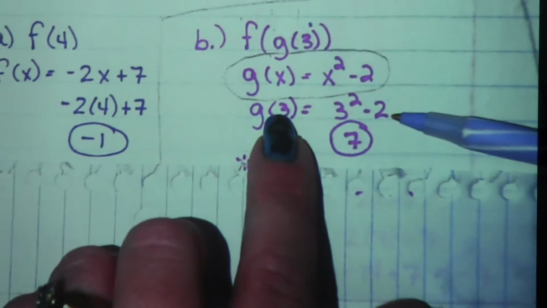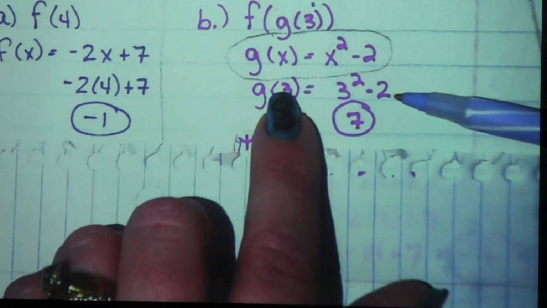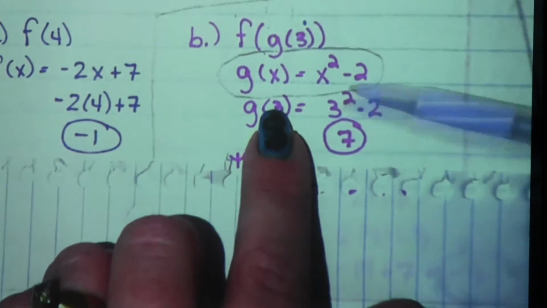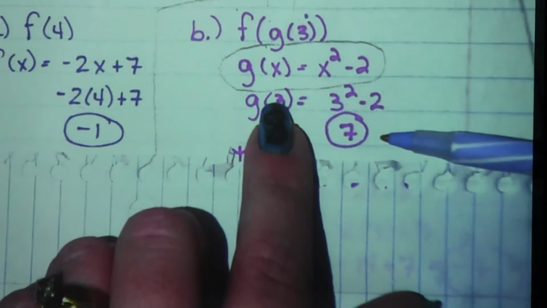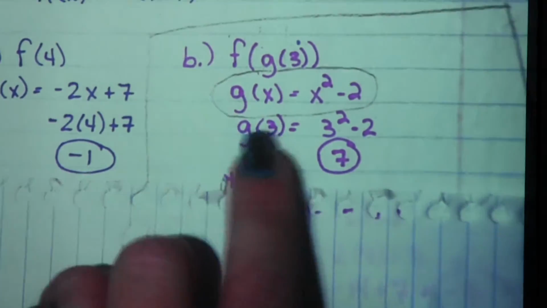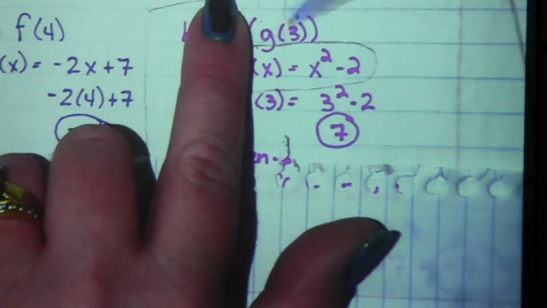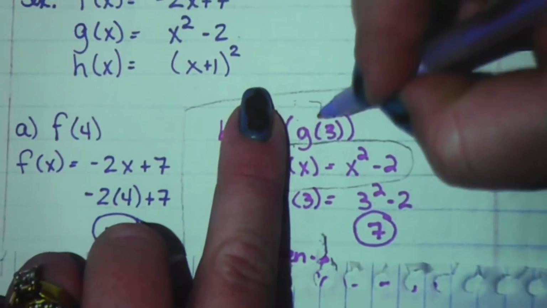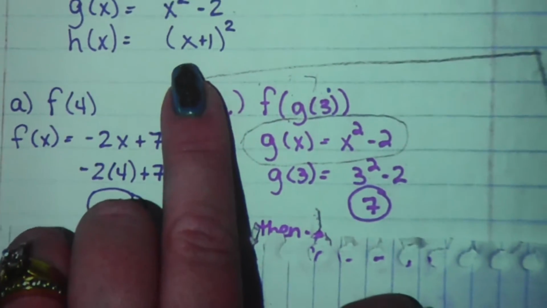And even though this is here, it doesn't mean anything. It's not an actual 3. It's g of 3 or g of x. So 3 squared is 9. Minus 2 is 7. Now, we've taken care of this part. We found g of 3 was 7. We're going to take that 7 then and plug that in to the f equation.